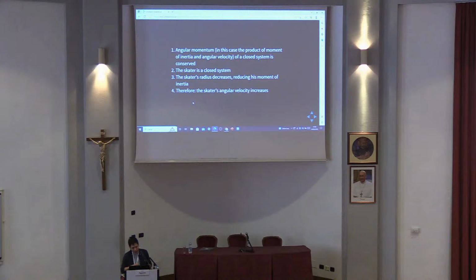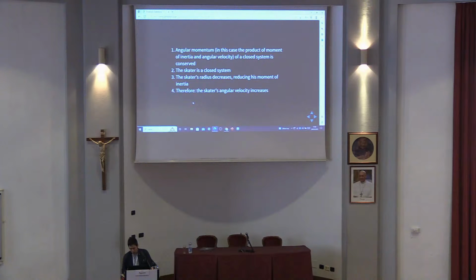We have a law-like premise: angular momentum, in this case the product of moment of inertia and angular velocity, of a closed system is conserved. The skater is a closed system. The skater's radius decreases, which reduces his moment of inertia. If angular momentum is conserved, and it is the product of two values, one of which goes down, the other has to go up. That deductively explains why when the figure skater brings their arms in and decreases their radius, they increase their angular velocity.